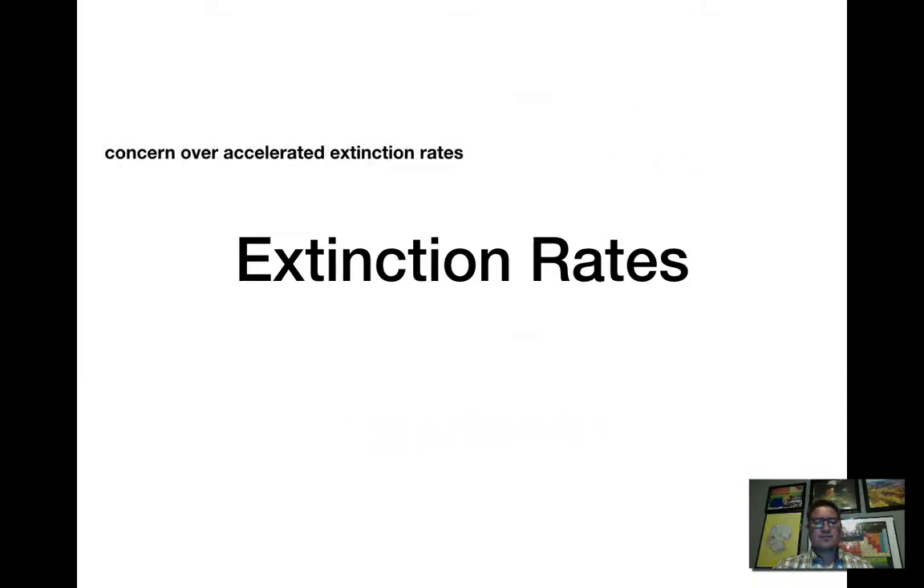Now, some of the concerns that we're having right now is that we're noticing an accelerated extinction rate over all species throughout the planet. In fact, scientists have calculated that extinction rates are 1,000 times the normal rate. That's pretty dramatic when you stop to think about it. It's not 10 times more, it's not 100 times more, but it's 1,000 times the normal extinction rate. So we are killing off animals at an alarming rate, and that's what we're going to discuss in this video.